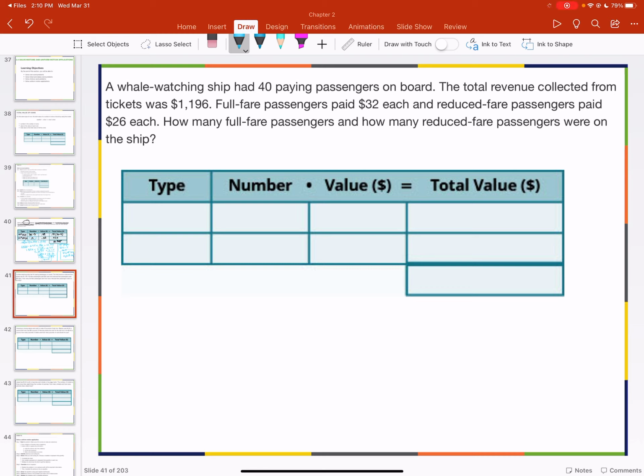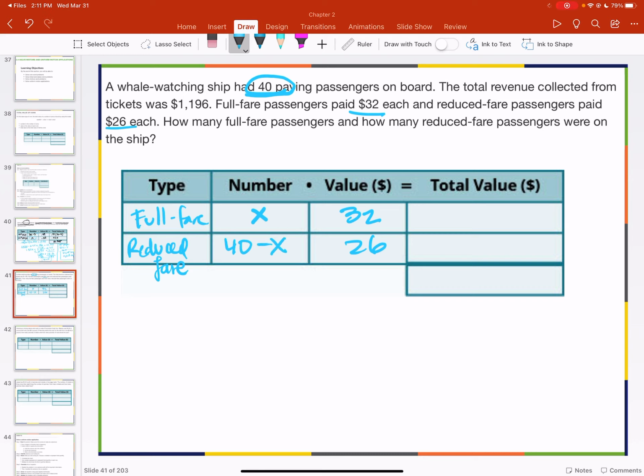Okay, let's see here. So we have two types of tickets. We have full fare and we have reduced fare. Full fare pays $32. Reduced fare pays $26. Okay, 40 total. So if 40 is the total number of tickets, let's say we let one be X, and then the other one would be 40 minus X. That's because the total is 40. Okay, so it's kind of arbitrary. So we'll let this one be X and the other one is 40 minus X.